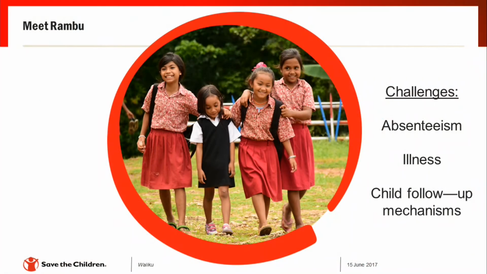Meet Rambu and her friends. They live on the island of Sumba in eastern Indonesia. Like children in public school around the world, Rambu and her friends represent a vulnerable population who are at high risk of being unable to fully participate in their education.